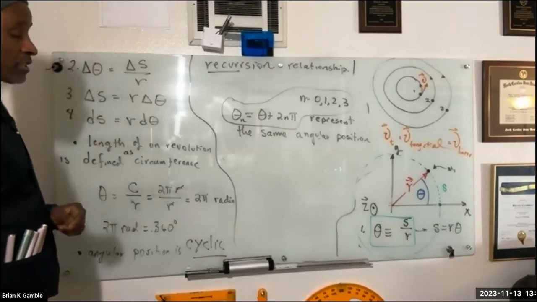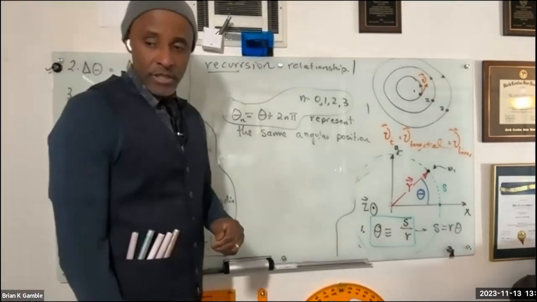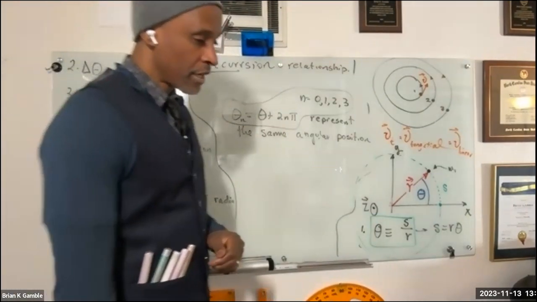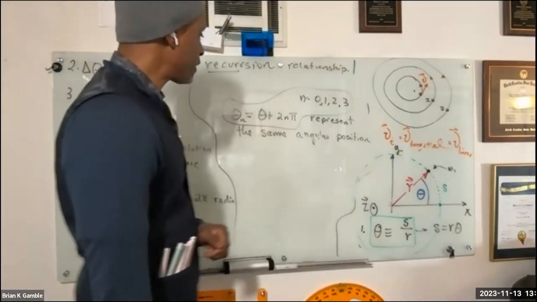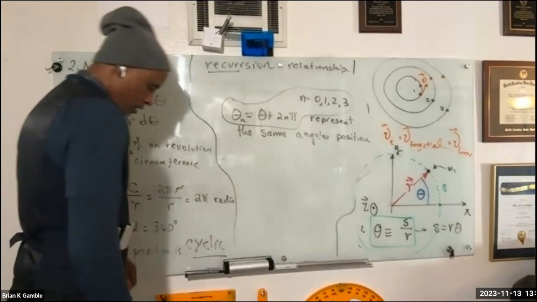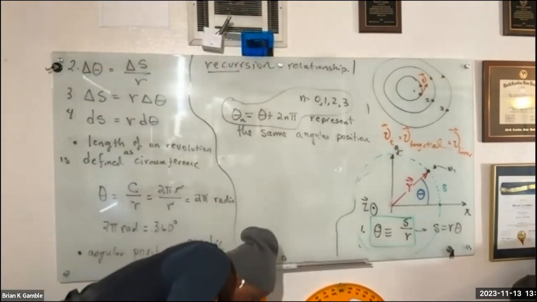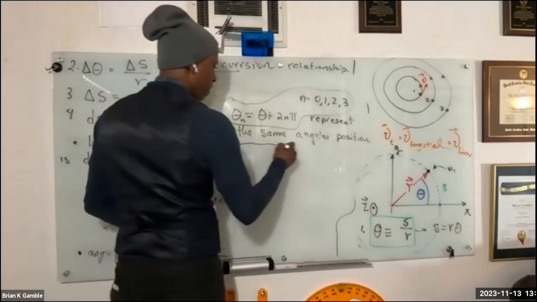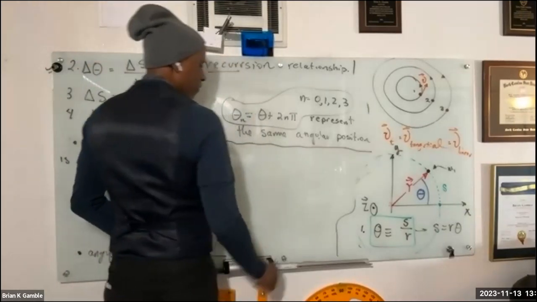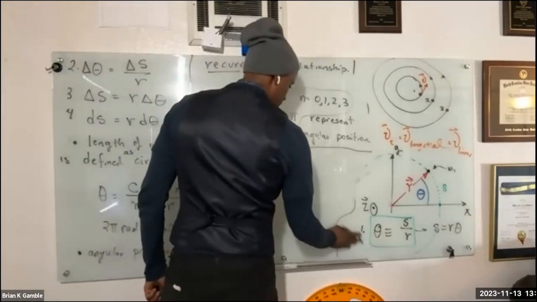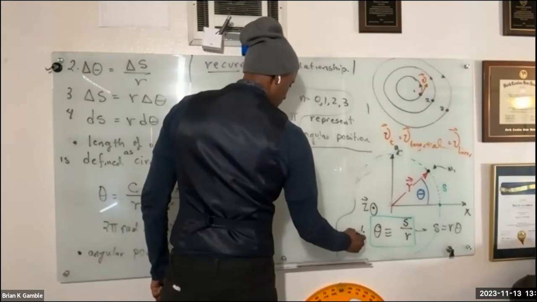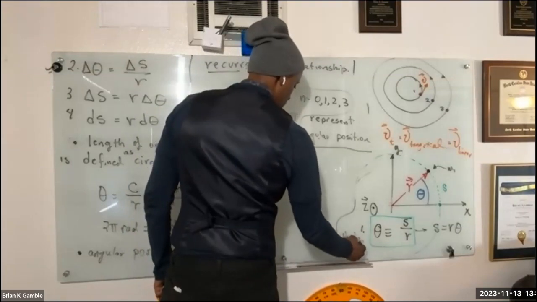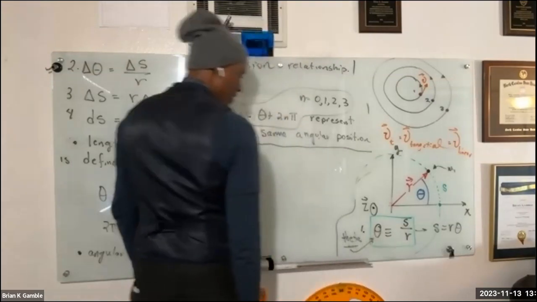So how do we get speed? We just simply take the derivative of the angular position. And the symbol that we use for that is omega. By the way, theta is spelled th-e-t-a, theta.